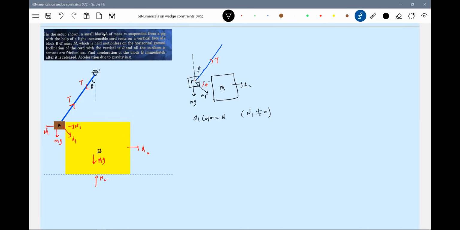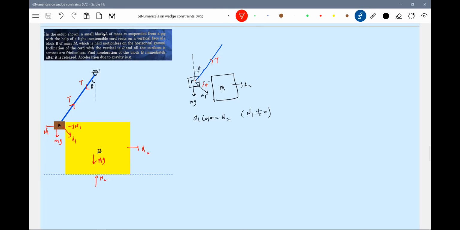So don't think that the wedge constraint means something very big. Wherever two surfaces come in contact, and if they have motion, in any direction that they move, since they're in contact and in motion, the acceleration along the common normal must be equal. Wherever you want, you can apply this, not only for triangular shapes, but for any block, any surfaces. Two surfaces are in contact, and if they're in motion, then acceleration along the common normal must be equal. I think your wedge constraint is over. We need not do anything more because everywhere we'll be using the same thing.